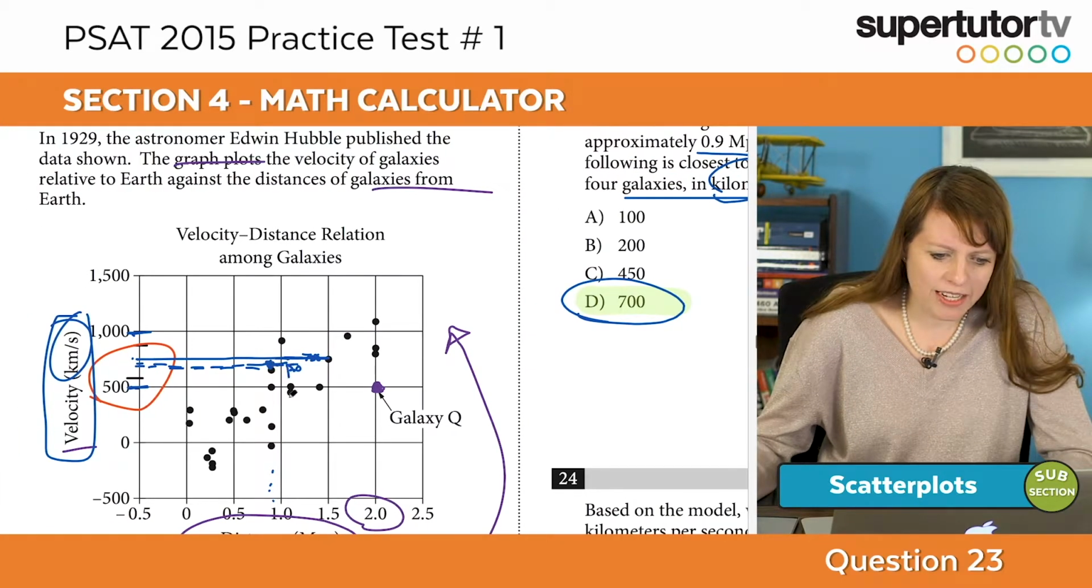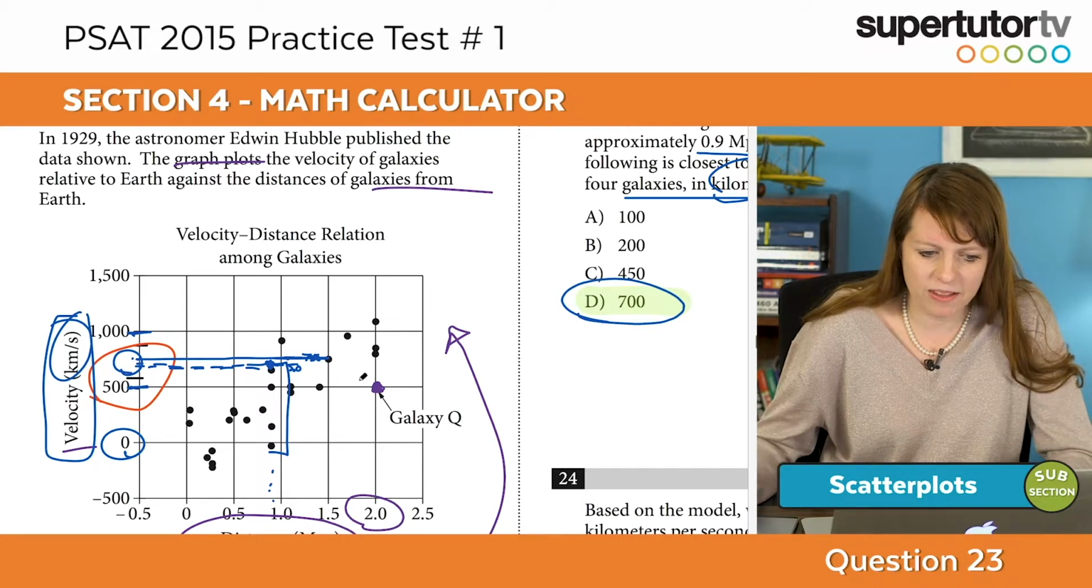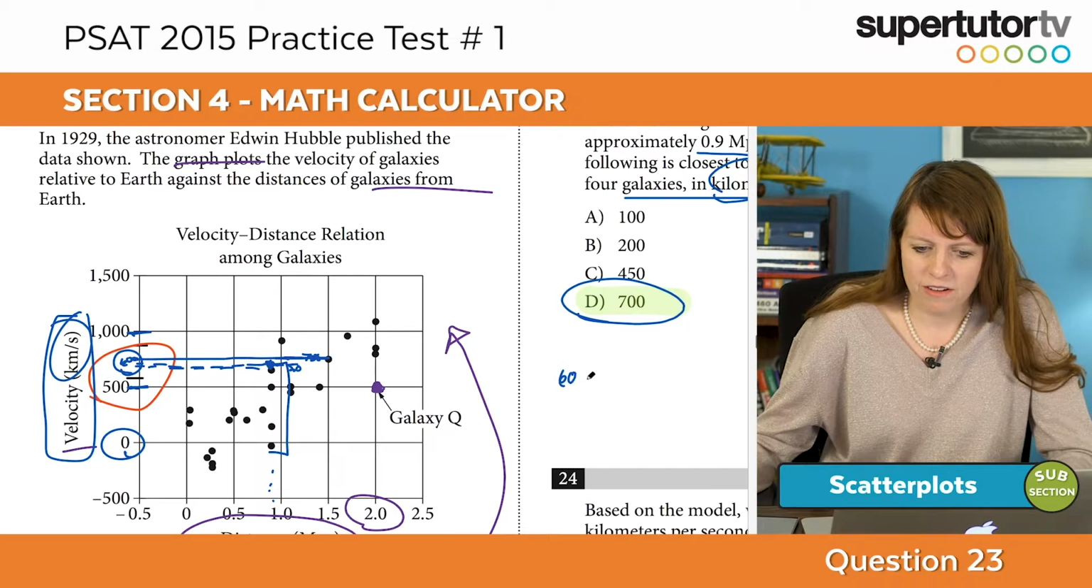All I'm doing is subtracting this from this. This is about 0. This is around 700, 650, something like that. I just take those two values and I subtract them. 600 minus 0, or 700, or whatever you estimate it to be. Something probably in that range.